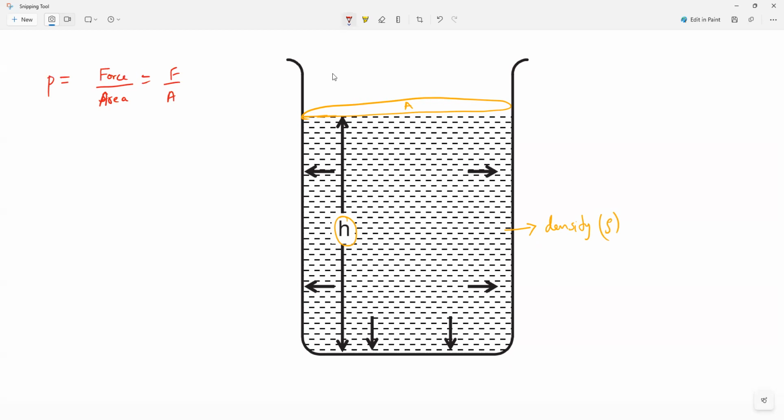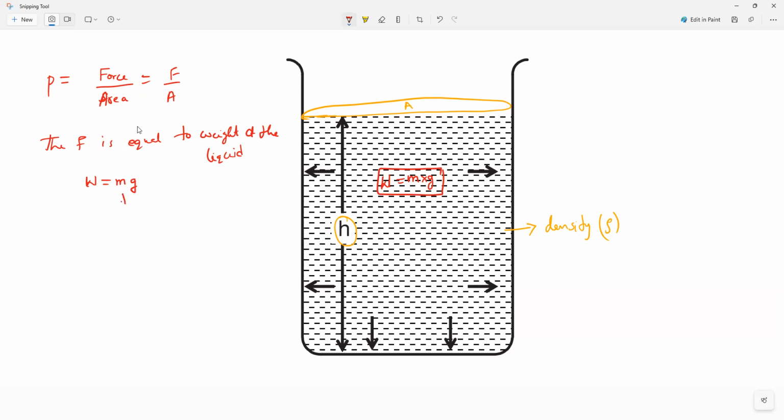Clear everyone? So now, the force exerted by the liquid, the force F, is basically equal to the weight of the liquid. Clear everyone? So now, what is the weight? Weight is equal to what? What is the formula? Weight is equal to mg.